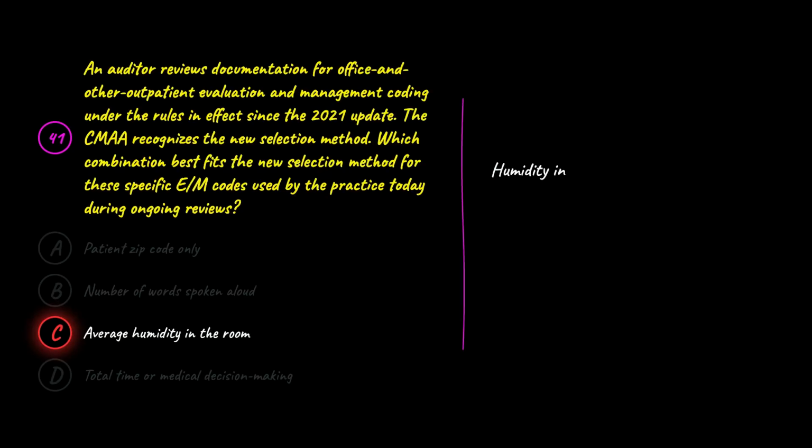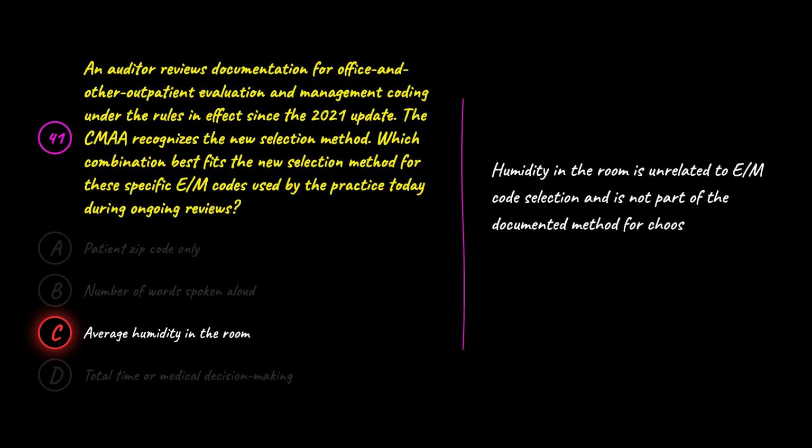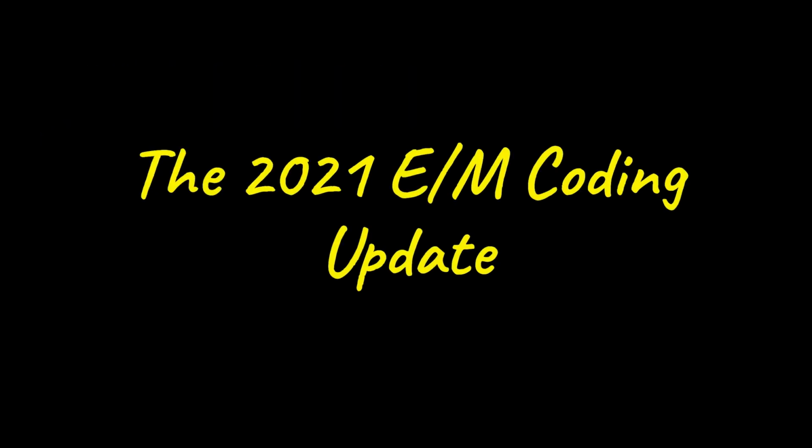C is wrong because humidity in the room is unrelated to EM code selection and is not part of the documented method for choosing the level of office and other outpatient codes under current coding rules. In 2021, the rules for selecting office and outpatient evaluation and management codes changed dramatically.